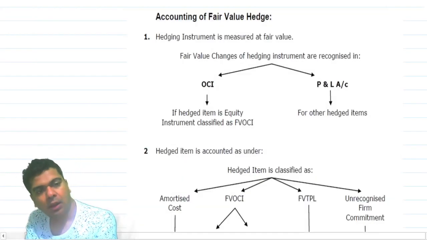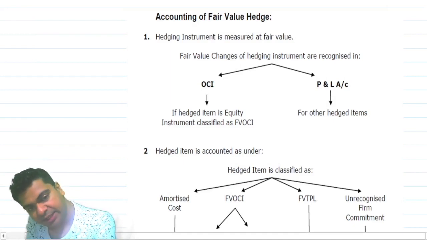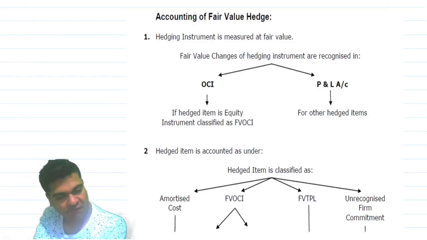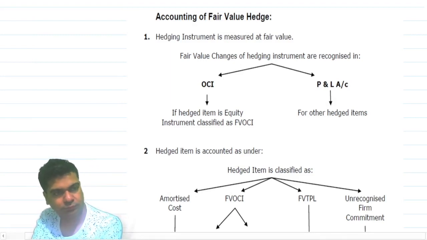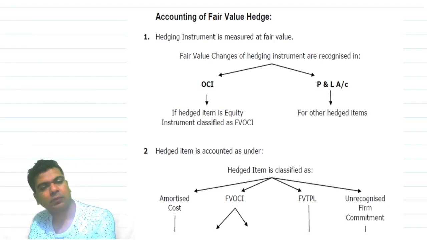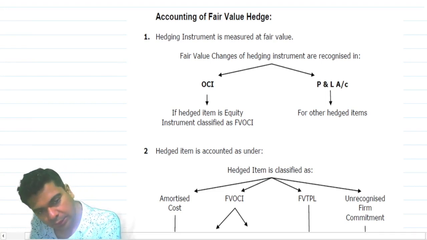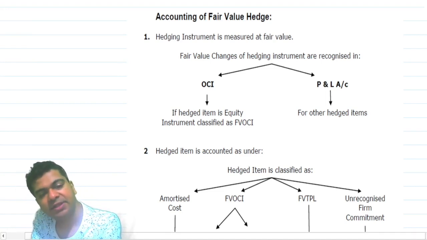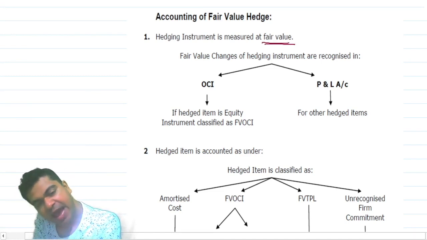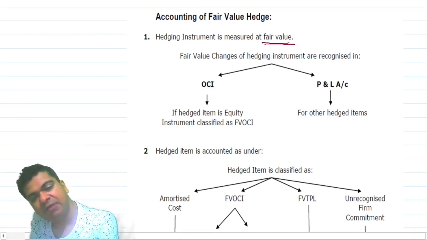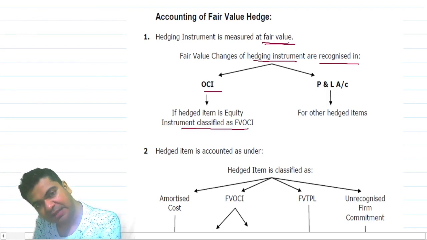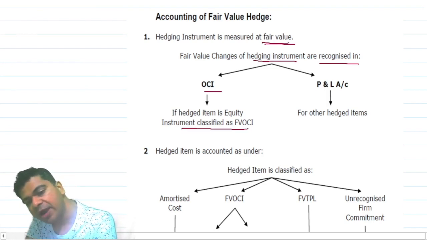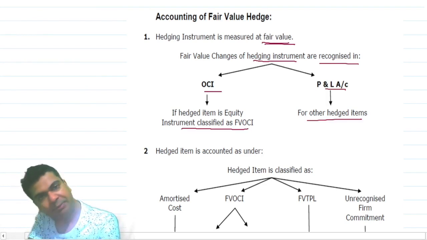Yes. Let's discuss at a greater length now the accounting of the fair value hedge. The first thing that you have to understand is that the hedging instrument is measured at fair value. And the fair value changes of the hedging instrument are recognized in OCI if the hedged item is equity instrument classified as FVOCI, for every other item it will go to the P&L.